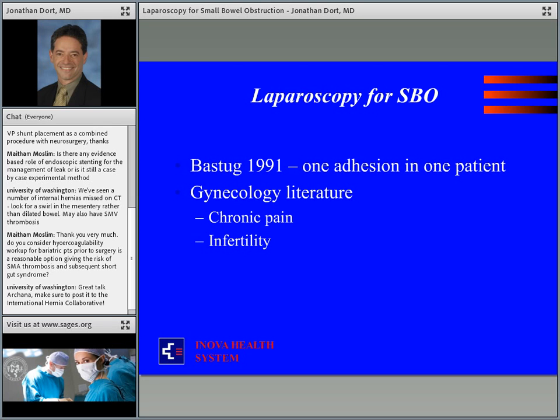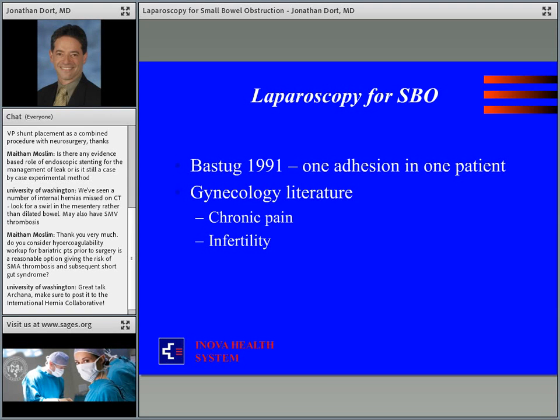And 1991 in the history of laparoscopy is fairly early. That is just a year or two after Eddie Reddick published his work on laparoscopic cholecystectomy, and within a few years of when the very first cholecystectomy was done. So this was an early adopter for this technology.